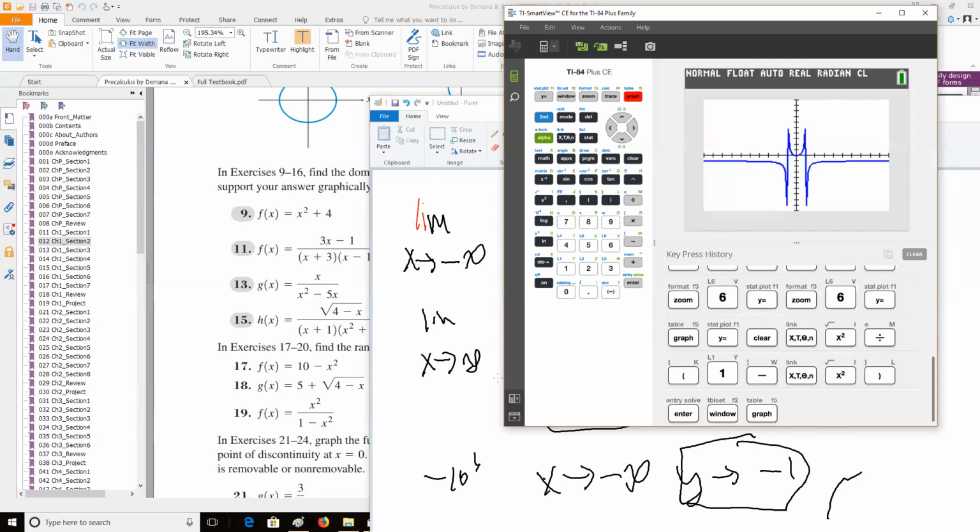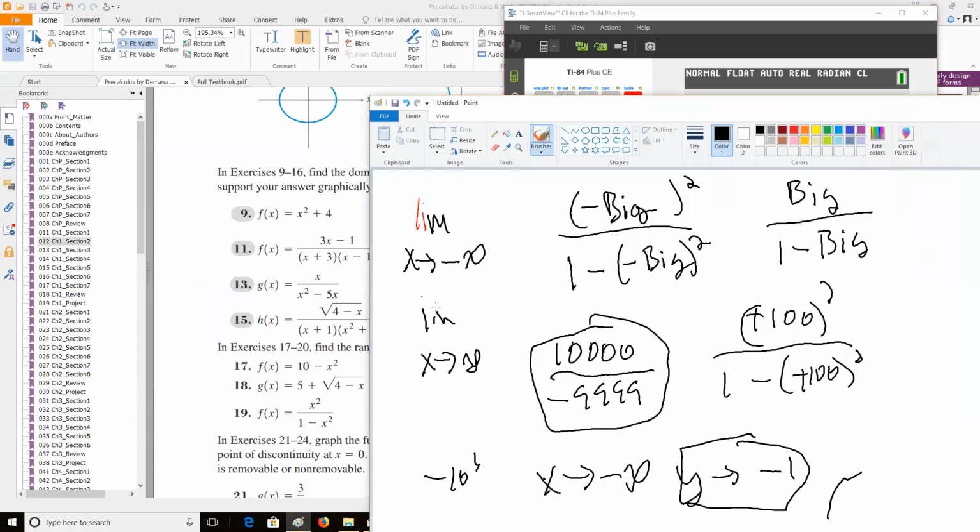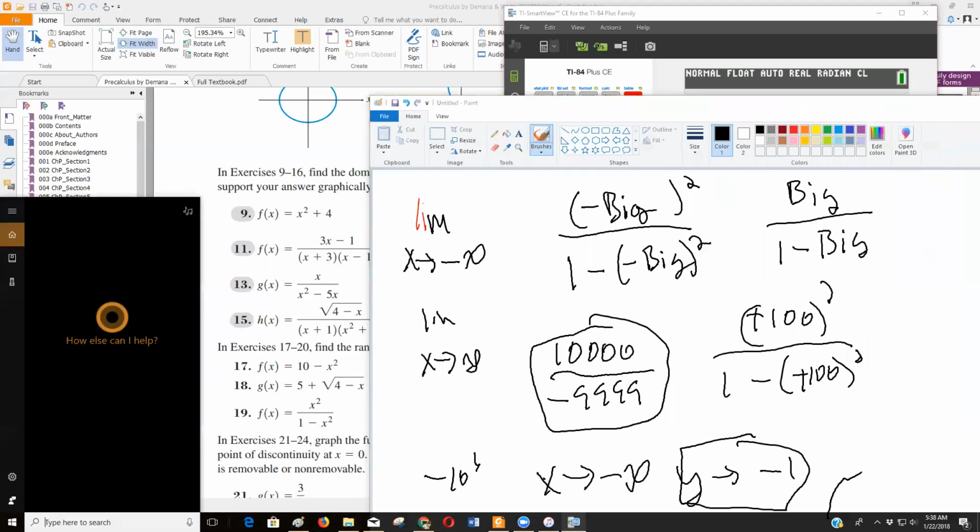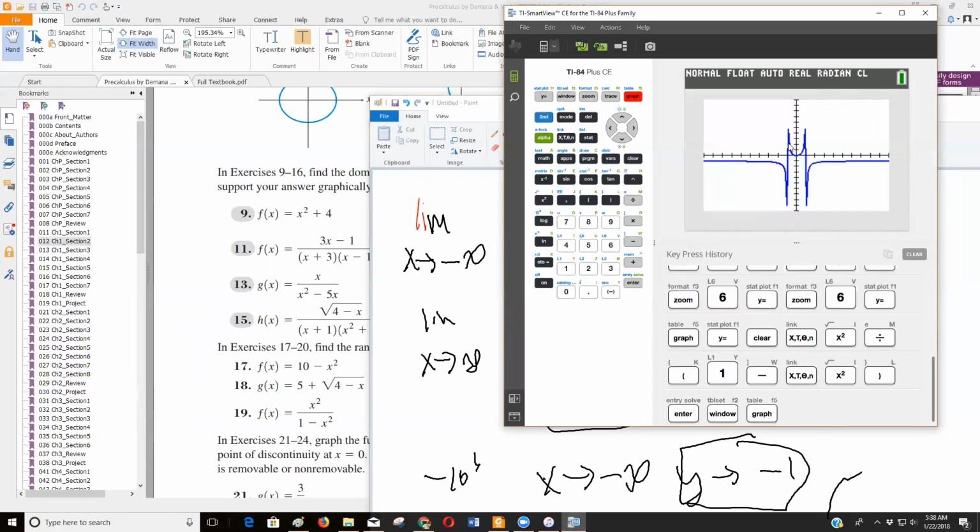How can we know they're there? If you look at this function, doesn't that denominator factor to x plus 1, x minus 1? I mean 1 plus x, 1 minus x, because it's the difference of two squares. So that tells me it's going to have a vertical asymptote at negative 1 and positive 1. On my calculator we can kind of see that happening at negative 1 and positive 1.